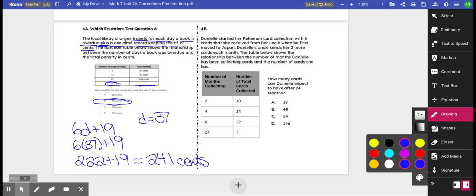So we're only getting charged the 19 once, so that's why it's not being multiplied by anything. The 6 cents we're being charged every day that I have the book out past its due date. And in this case, it was 37 days, so I'm going to owe 241 cents, or $2.41. Okay, so the video is going to pause. You are going to work on problem 4B.